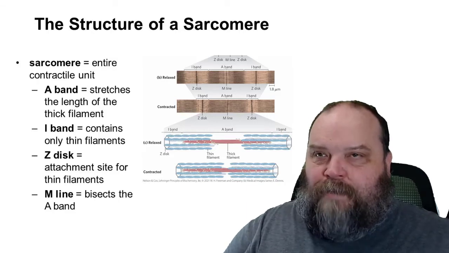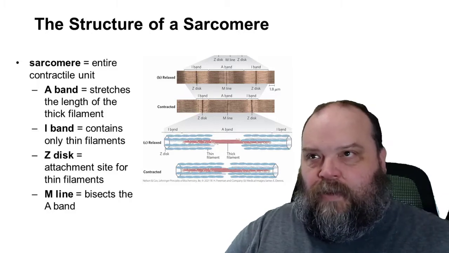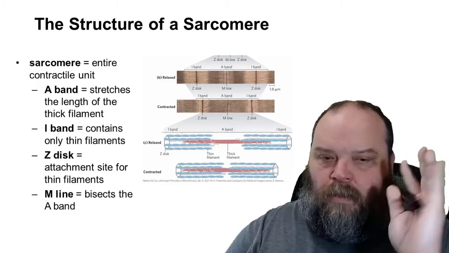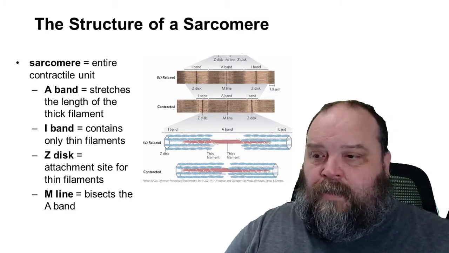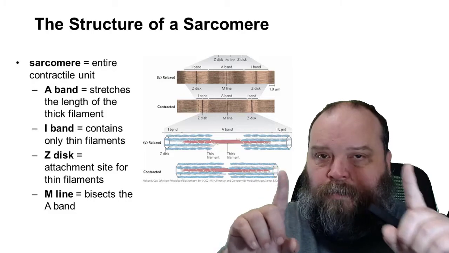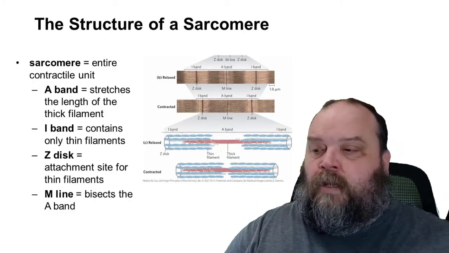Those I bands also have areas known as Z discs. I'm not going to get into all of the different details, because honestly I don't care. I band is the region. Z disc is the actual protein. There you go.